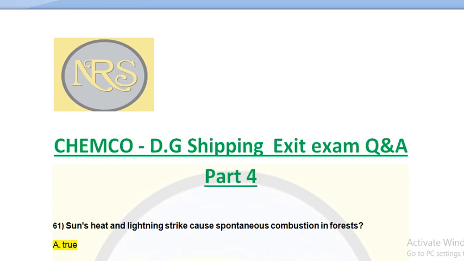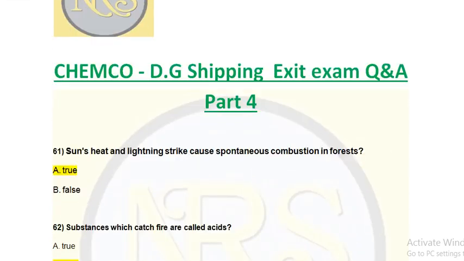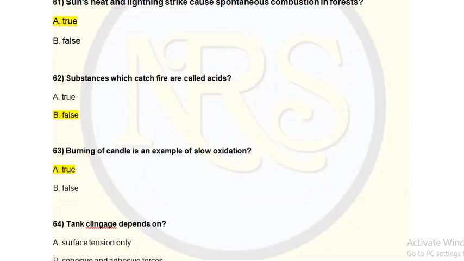Question number 61. Sun's heat and lightning strike cause spontaneous combustion in forest. Option A true, option B false. The correct answer is option A, true. Yeah, lightning strike in the forest can lead to a fire. Okay. Question number 62. A substance which catches fire is called acid. Option A true, option B false. Correct answer is option B, false. The substances are called combustibles.